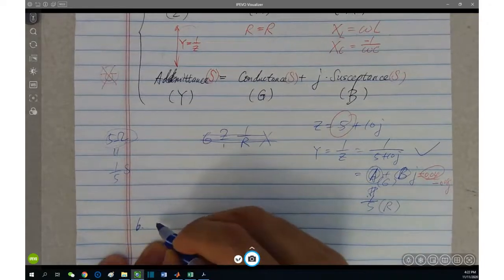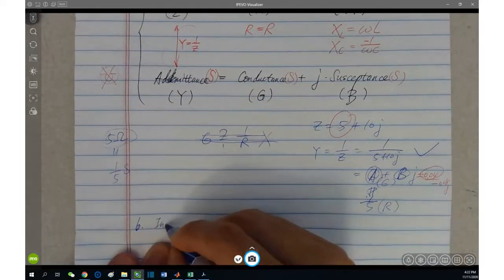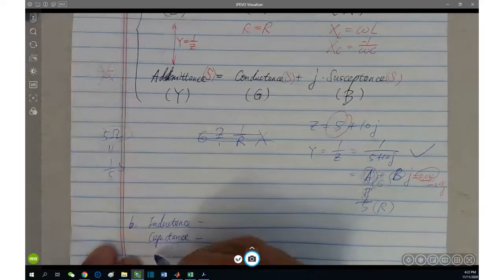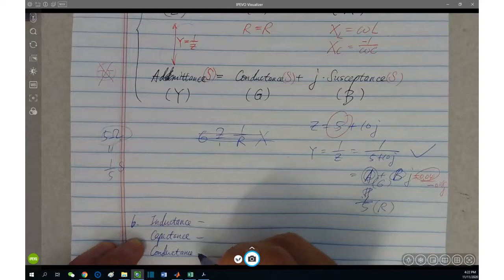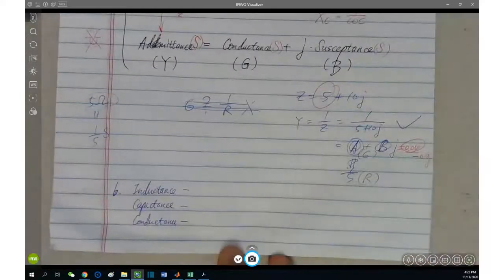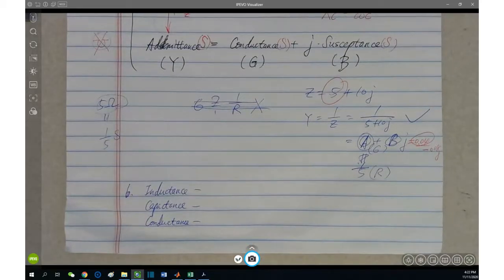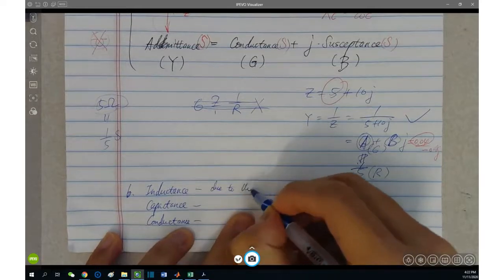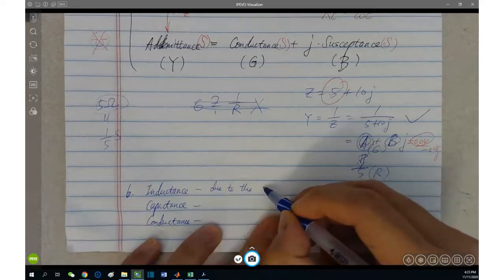And of course, here, resistance is fairly easy to understand, but where does the inductance come from? Where does the capacitance come from? Where does the conductance come from? Inductance is due to what? Anyone could somehow understand this? Change of current. Not exactly. That's actually the reason of the, due to the existing magnetic field.